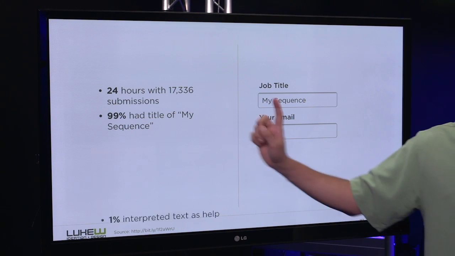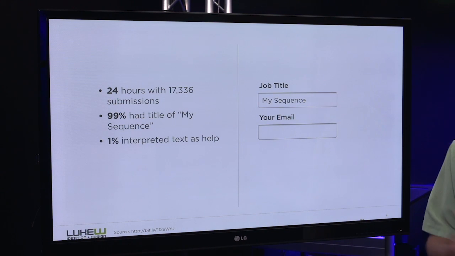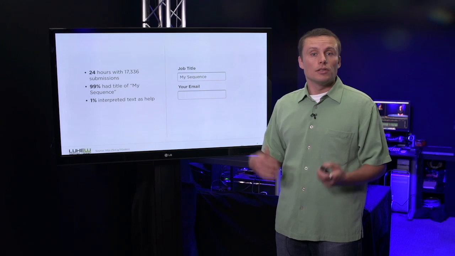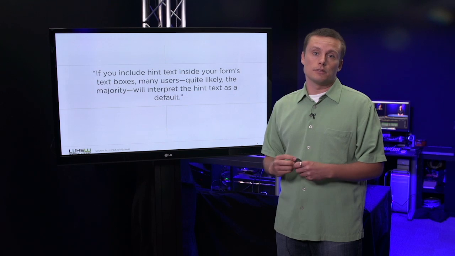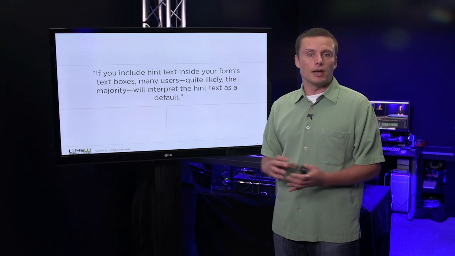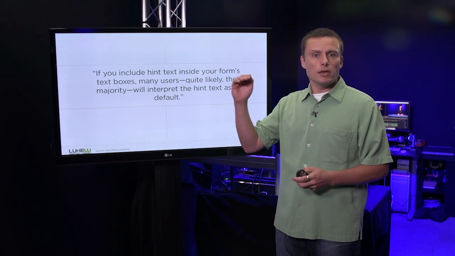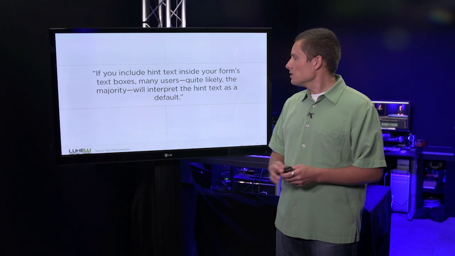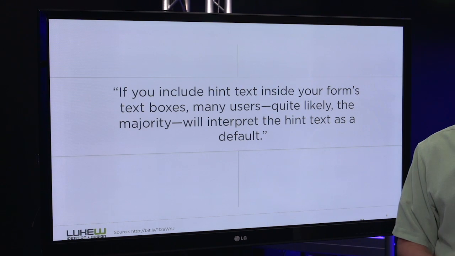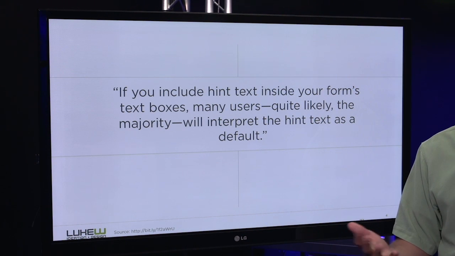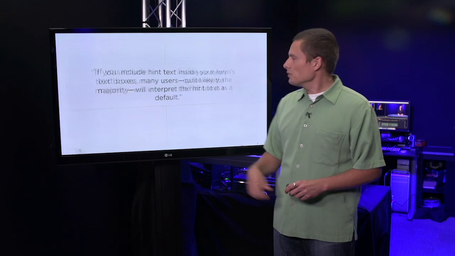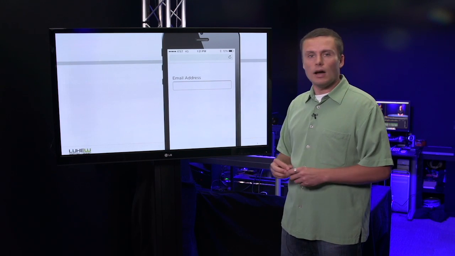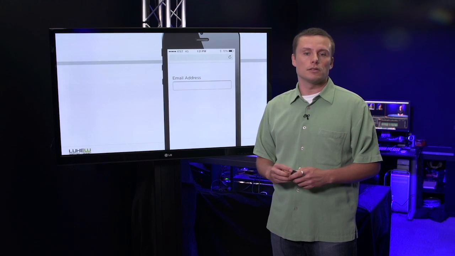That means only 1% actually interpreted that help text as help. The rest actually thought it was an answer. And that's the problem with inline help text. When quickly making your way through a form, it's easy to see something inside a box as done rather than help or tip. So if that inline help text is gone, how can we actually get to valid email addresses?